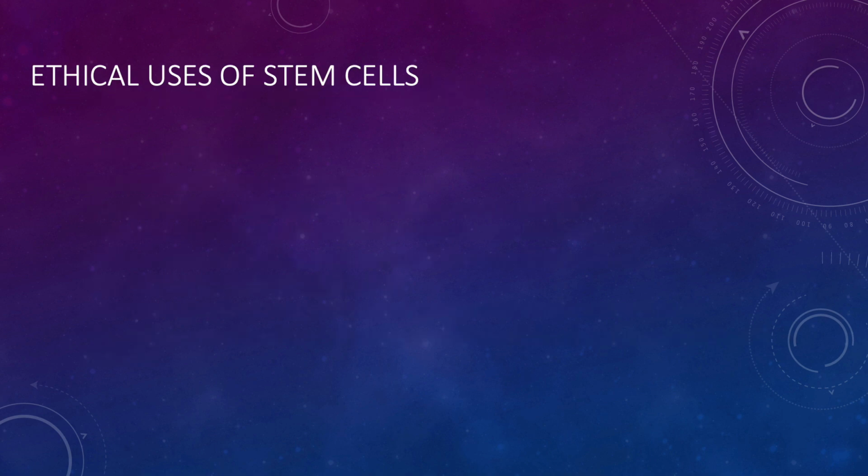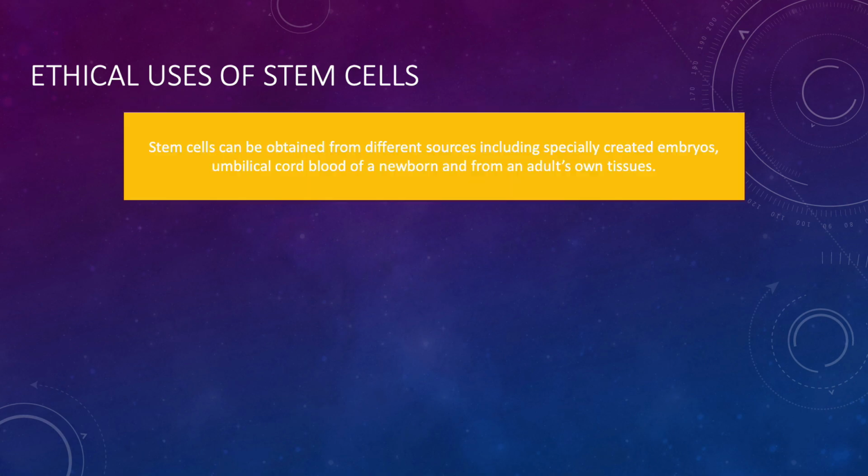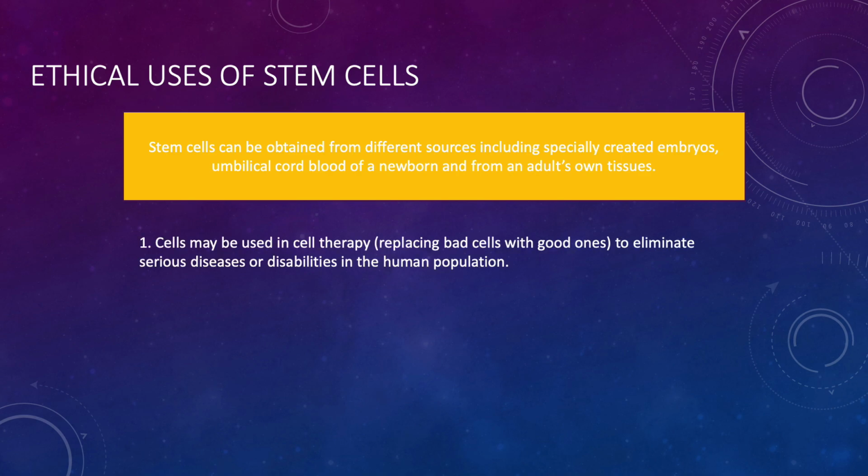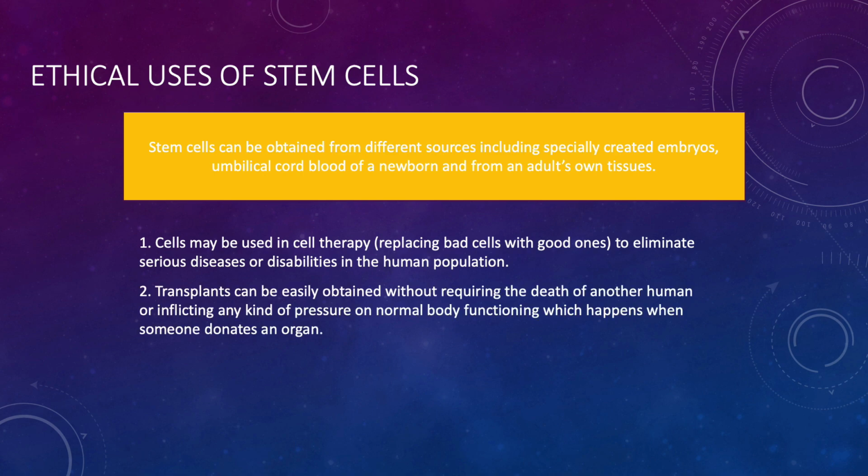So as a result of stem cells coming from embryos and potentially developing organisms, there are a lot of ethical considerations when using stem cells. However, some arguments supporting stem cells can be the following. Firstly, cells may be used in cell therapy, which replaces bad cells with good ones, and eliminating serious diseases or disabilities in the human population.